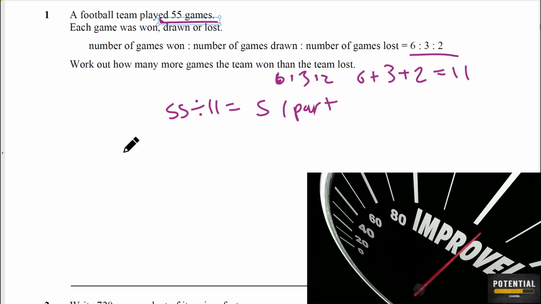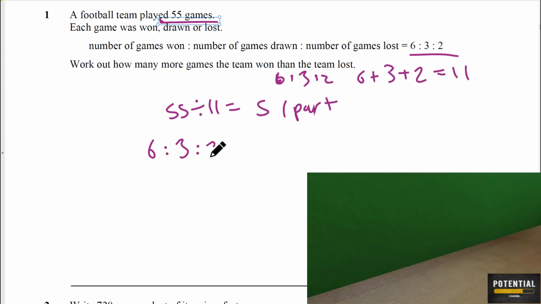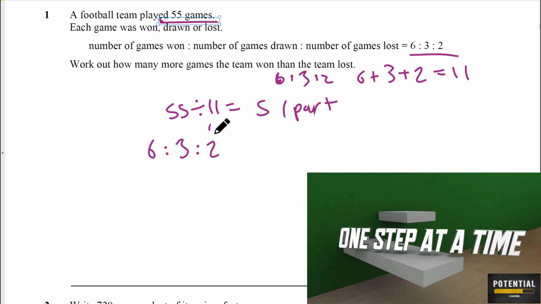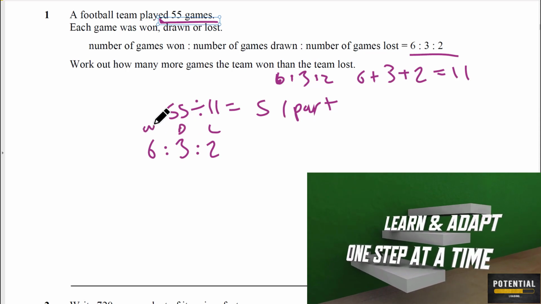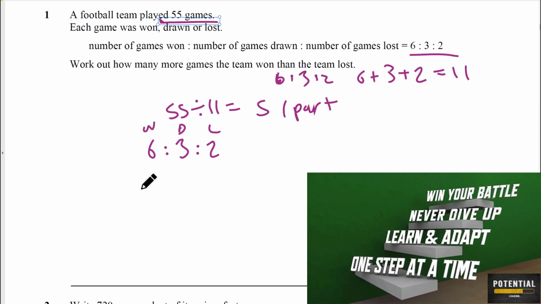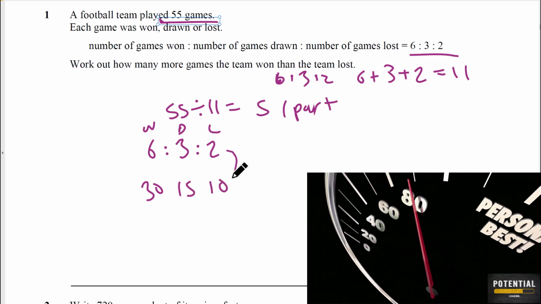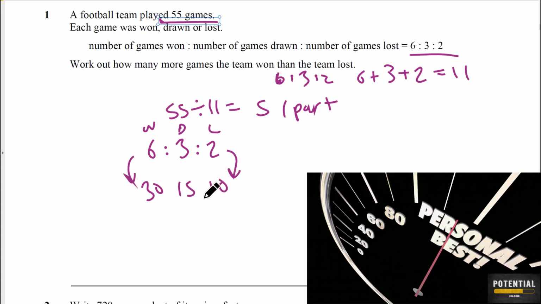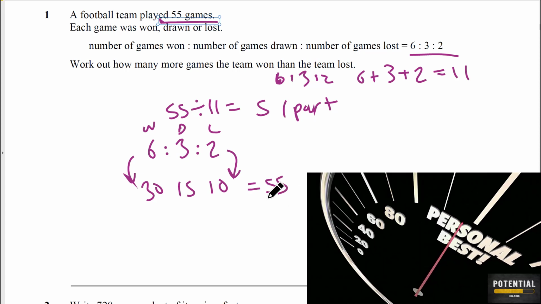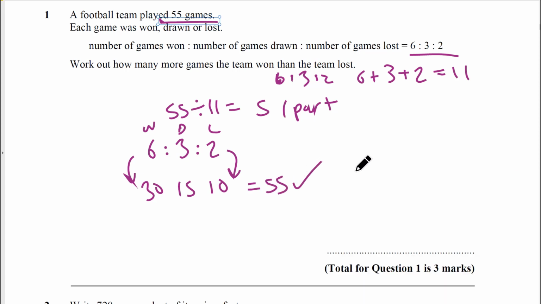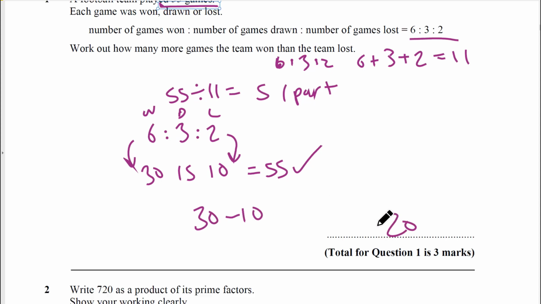Work out how many more games a team won than a team lost. So that's lost, draw, win. We times everything by 5, so that's 30, 15 and 10. Double check that adds together to equal 55, the total number of games, that's correct. And in the last part we have to do 30 minus 10 because that's what the question's asking, that's 20.